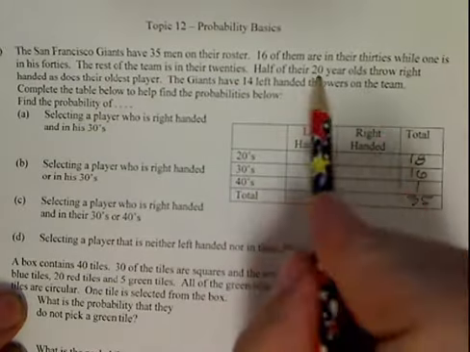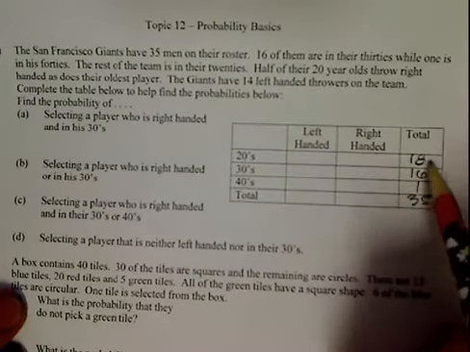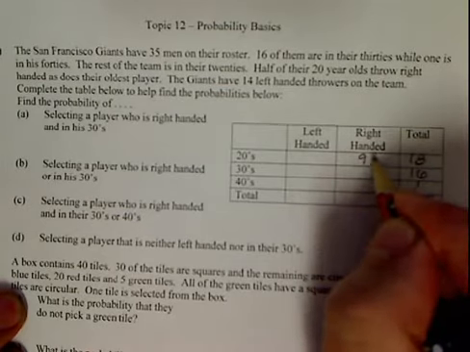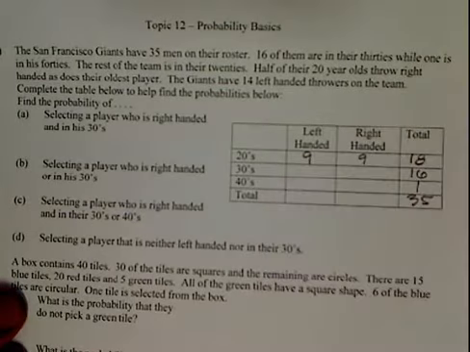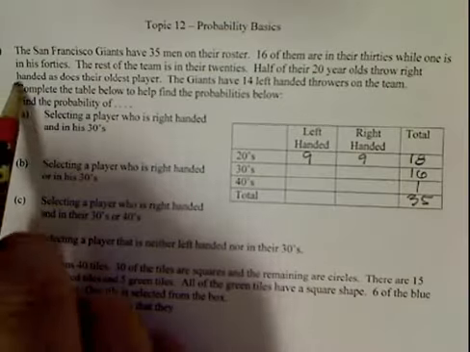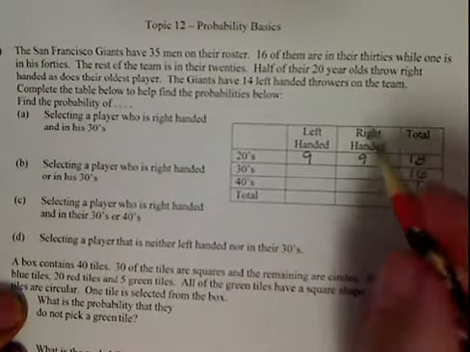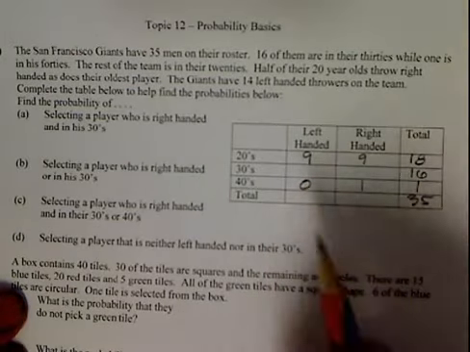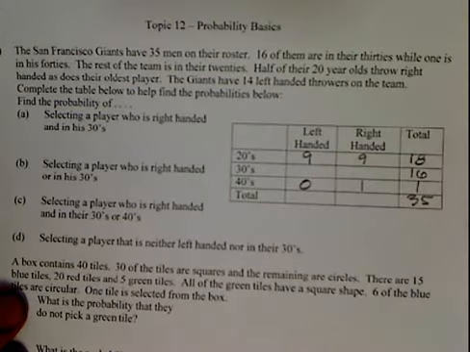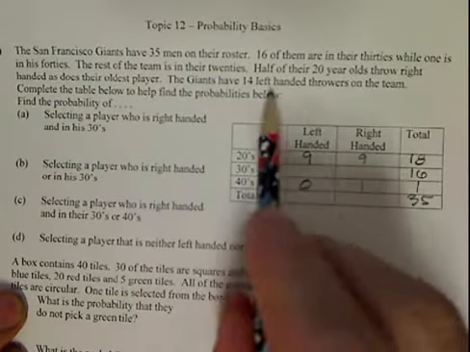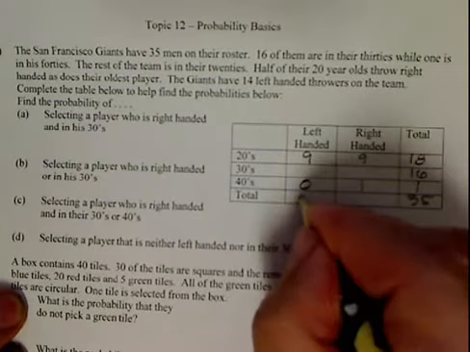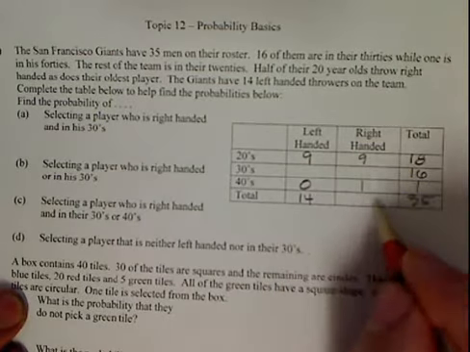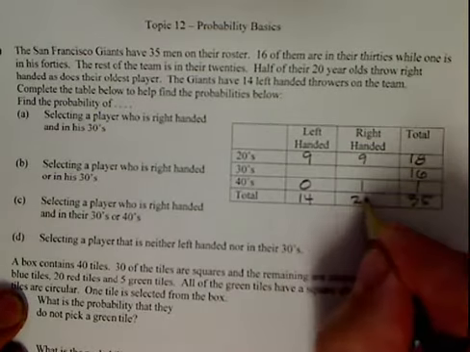Okay, it says half of the 20-year-olds throw right. So half of the 20-year-olds will be 9. And therefore, if half of them throw right-handed, the other half have to throw left-handed. And as does the oldest player. Well, there's only one oldest player, so there's one right-handed, no left-handed ones in the 40s, because this has a total of 1. Okay, the Giants have 14 left-handed throwers on their team. So there's 14 here. Then these two have to add up to 35, so that makes this 21.